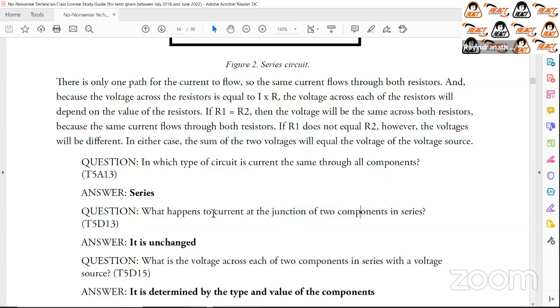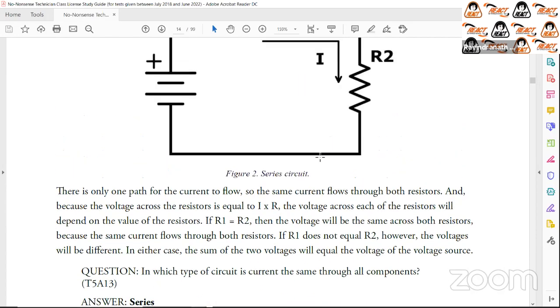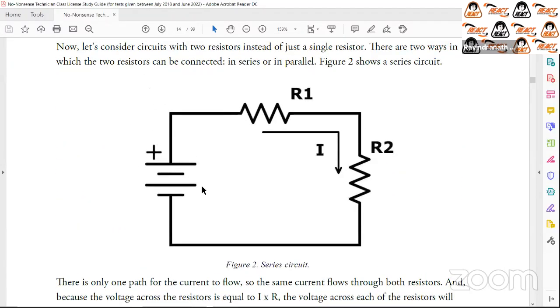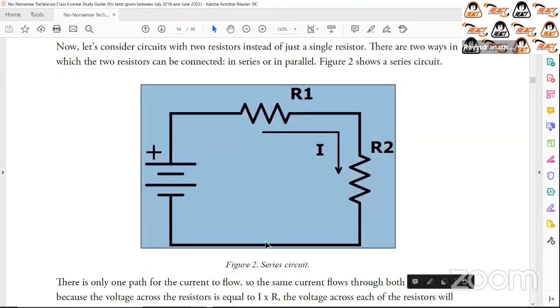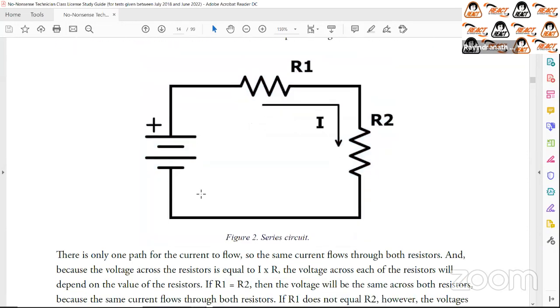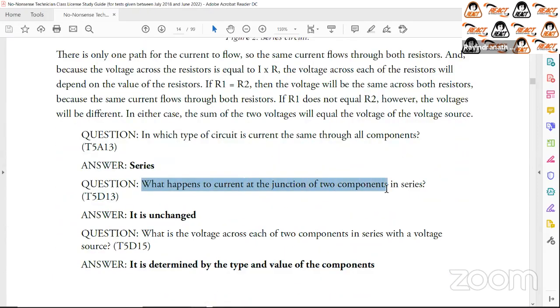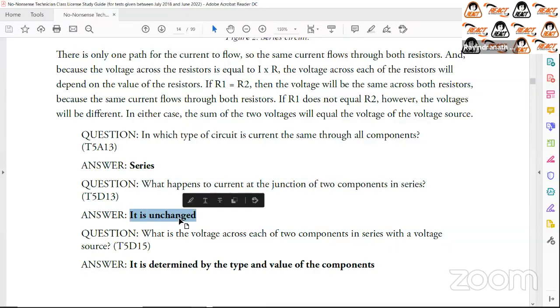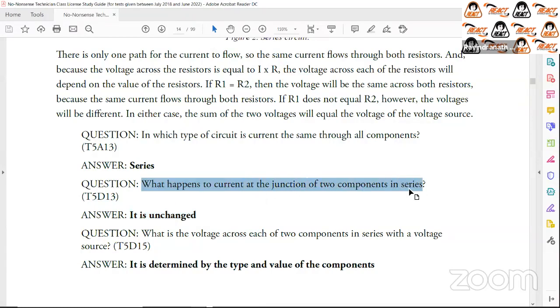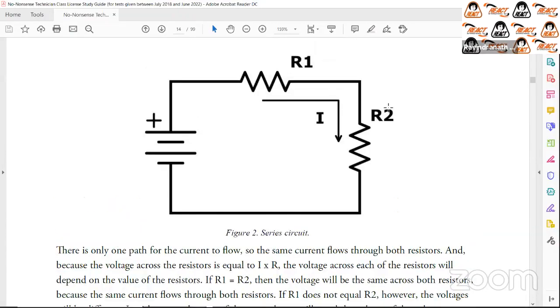But all they're asking us here is what happens to the current when you're in series? And we said that in a series circuit like this, the current that flows is the same. In other words, it doesn't change. And that is the answer. What happens to current at the junction of two components in series? It is unchanged. So don't be fazed by how they try to tie up the question, right? You know that in a series circuit, the current is the same. So they cannot fool you, however they ask you the question. They'll ask you about the junction. Well, the junction is where these two things connect. The current is the same.